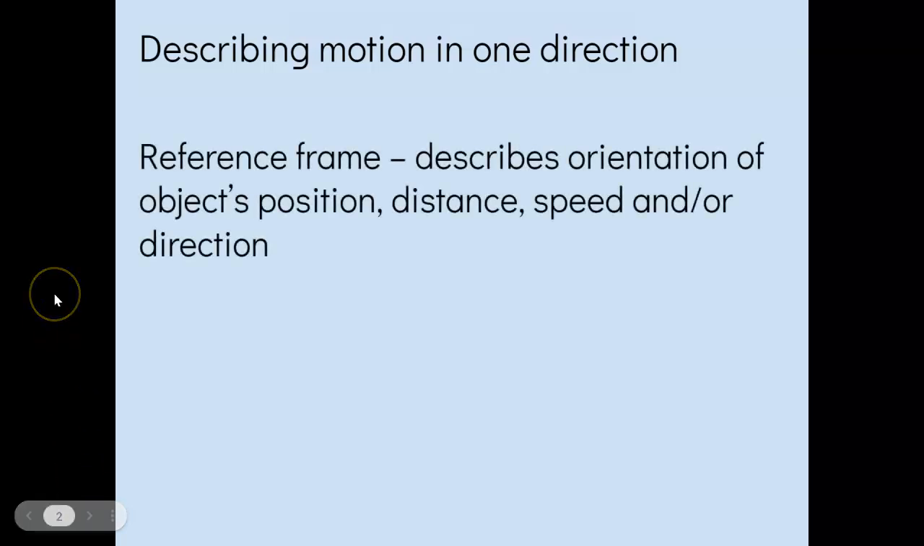So when we describe motion in one direction, we use a reference frame. So this is from our lesson from yesterday. This describes the orientation of the object's position, distance, speed, and/or direction.